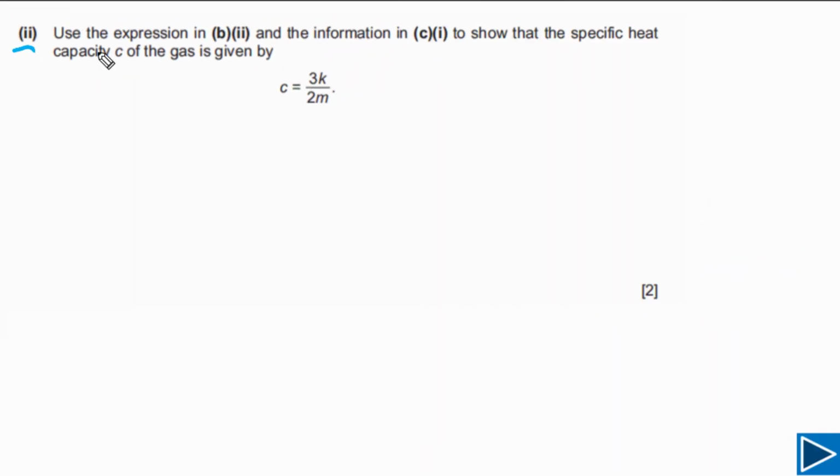For the second part, the question is asking us to use the expression in part B2 and also the information from part C1 to show that specific heat capacity C of the gas is given by this expression. Simply means that we have to derive this one. If we go back to part B2, in part B2 we have discussed that kinetic energy of a single molecule, this is equal to 3 by 2 kT, and this is kinetic energy of single molecule.